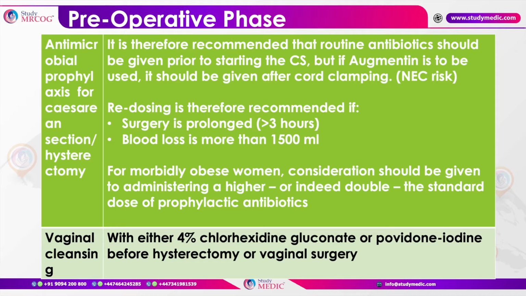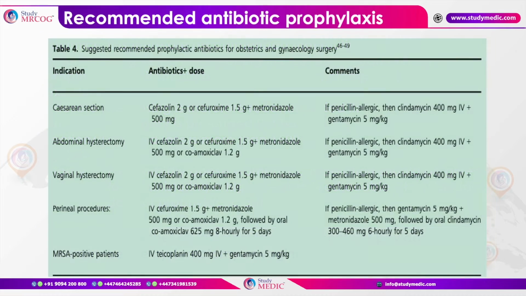For morbidly obese women, consideration should be given to administering a high or indeed double the standard dose of prophylactic antibiotics. Regarding vaginal cleansing, it is recommended that you can do cleansing with 4% chlorhexidine gluconate or povidone iodine before hysterectomy or vaginal surgeries.